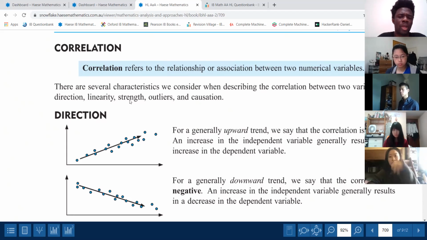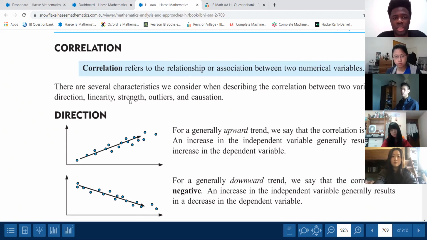You want to also describe the outlier. We talked about outliers in the previous chapter in school, so outliers come into the picture again. And we also want to talk about causation. The fact that they are related, does it really mean that one causes the other? Because in some situations, as you will see, there may be a strong positive correlation between two variables, but that doesn't mean one variable caused the other.